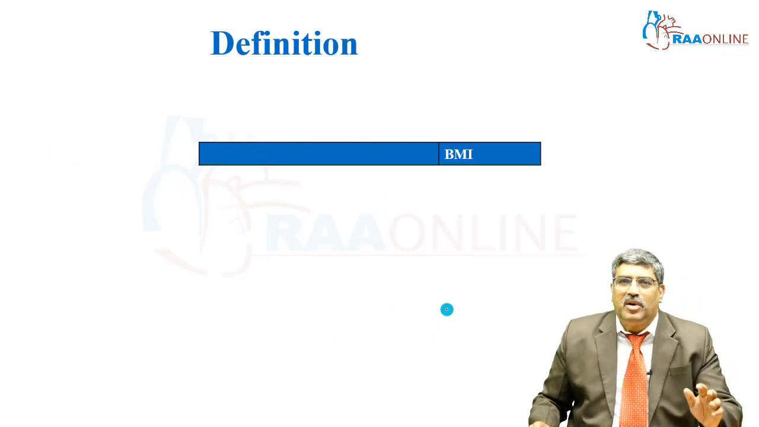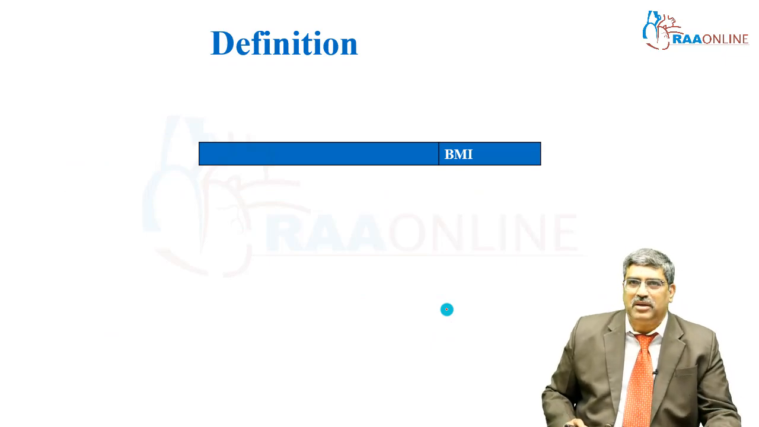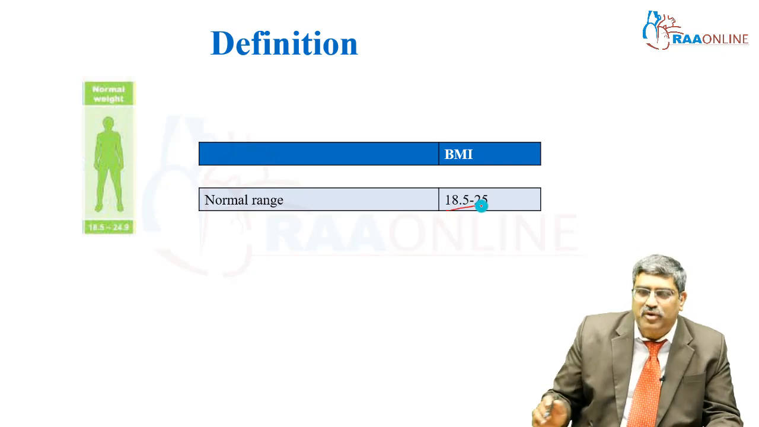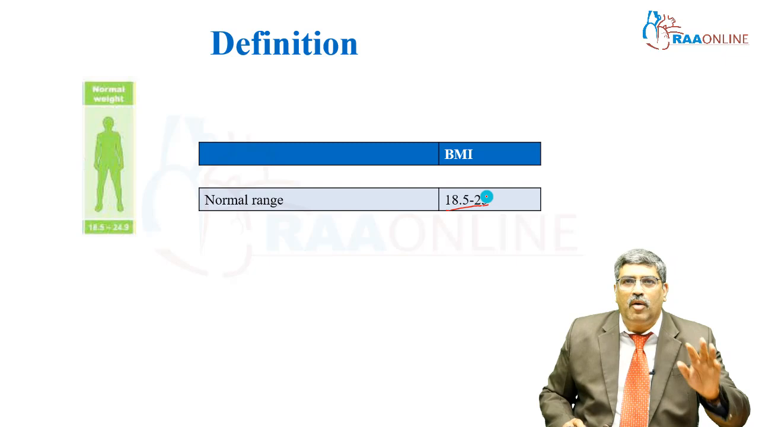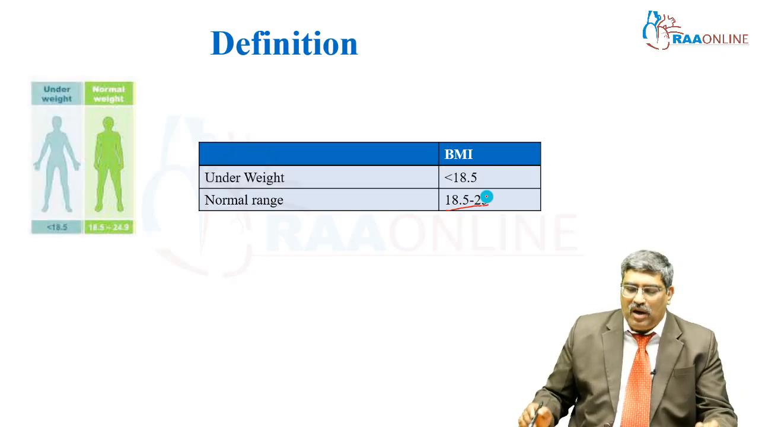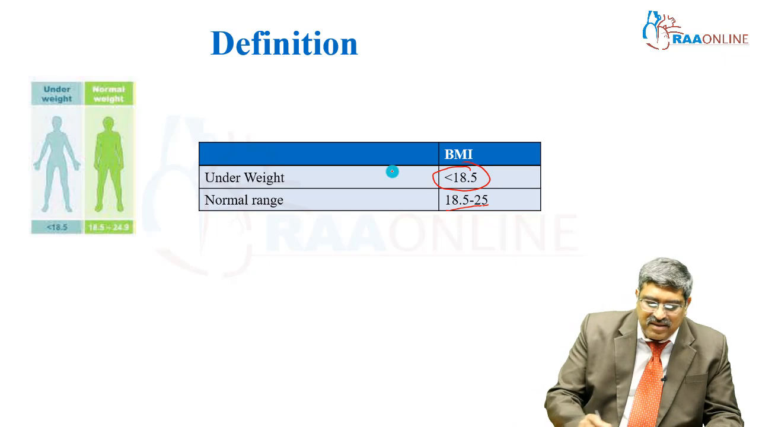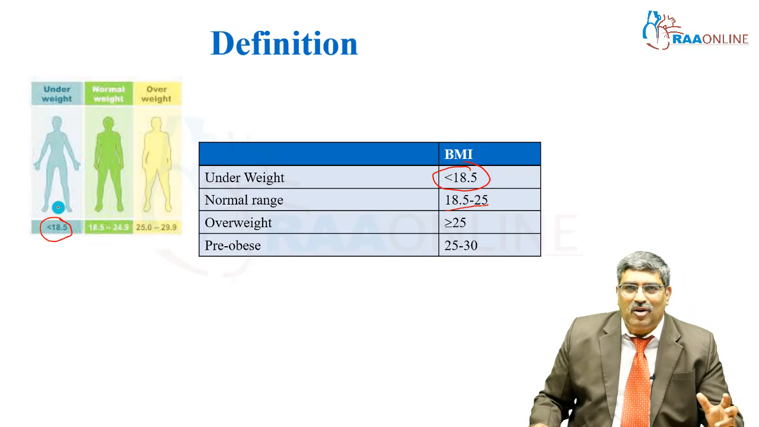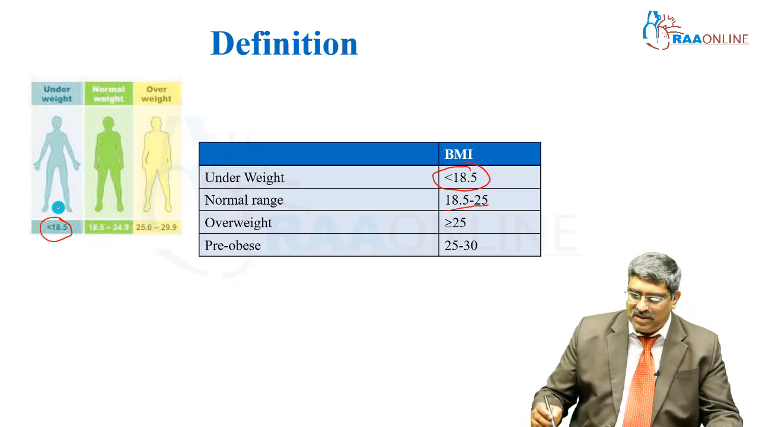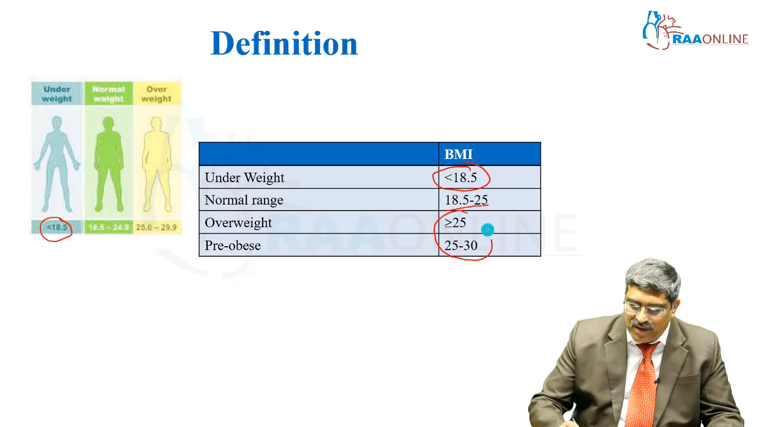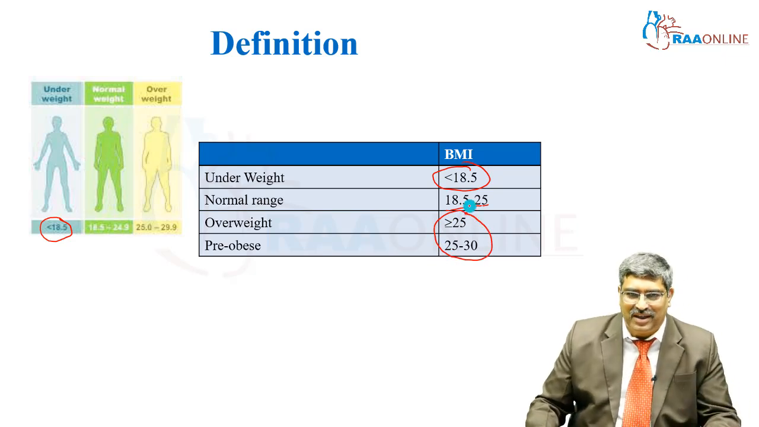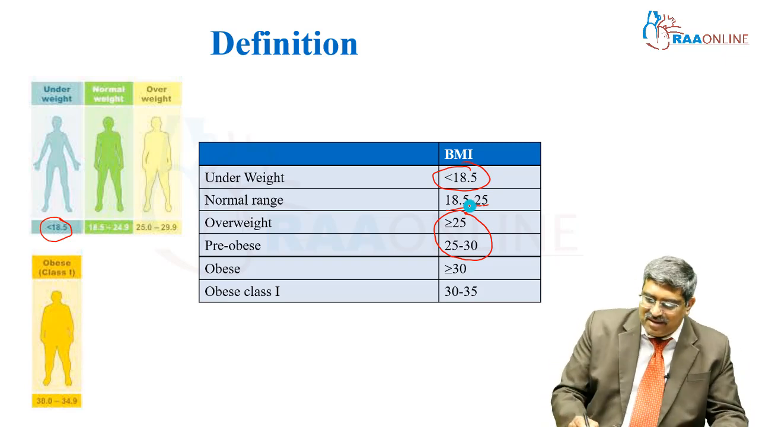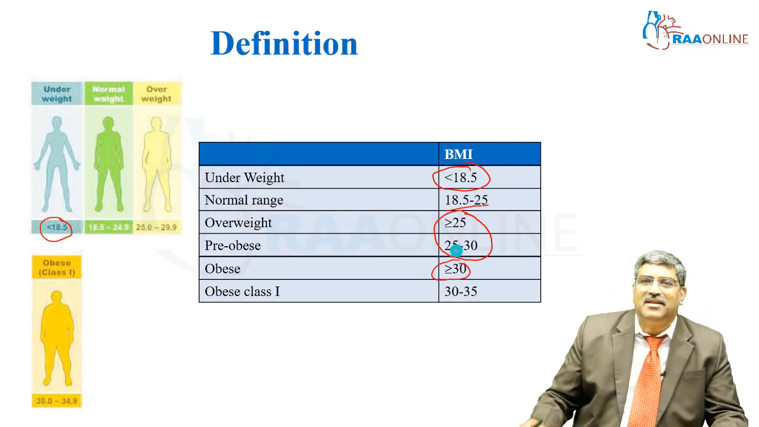With regard to body mass index, how will you define obesity? The normal body mass index is between 18.5 to 25. That is the normal range. You call underweight when the body mass index is less than 18.5. Before obesity, there is a stage called overweight or pre-obese, in which your body mass index is between 25 to 30. Now coming to obesity, which is classically defined as body mass index greater than 30.